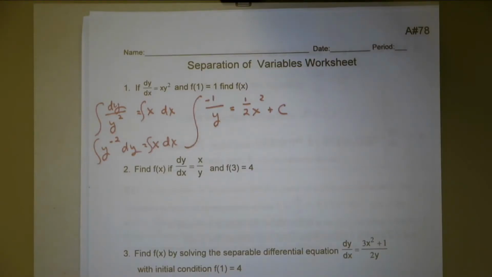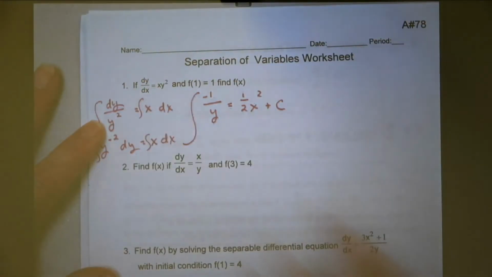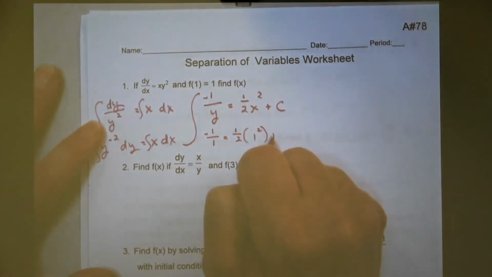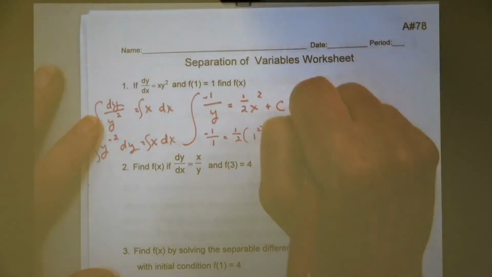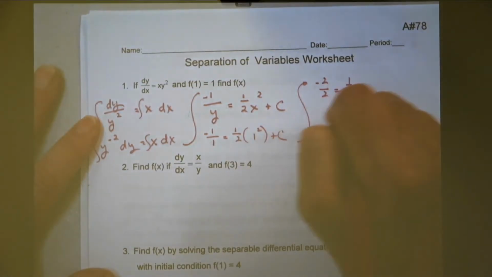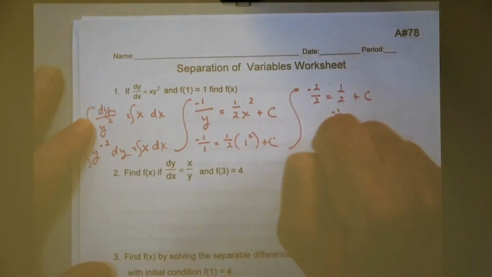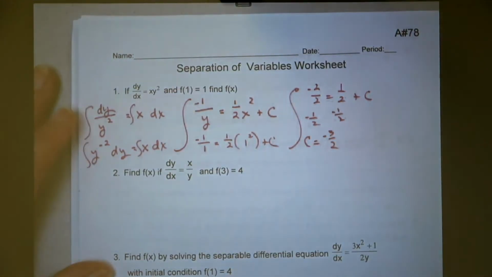All right? We've separated, we've integrated, we've added our constant of integration, and now we're going to use our initial condition. f of 1 is 1. Wherever there's a y, I'm going to plug in 1. Wherever there's an x, I'm going to plug in 1. So I have negative 1 over 1 is 1/2 times 1 squared plus c. So I'm getting negative 3/2 for c.